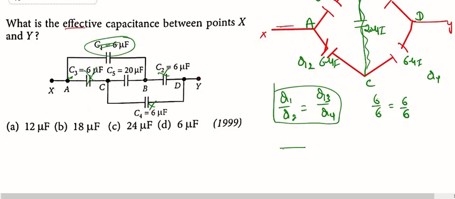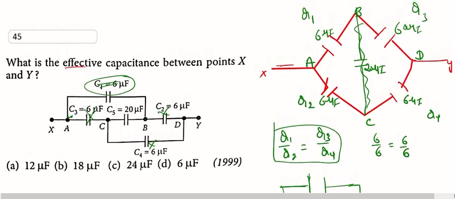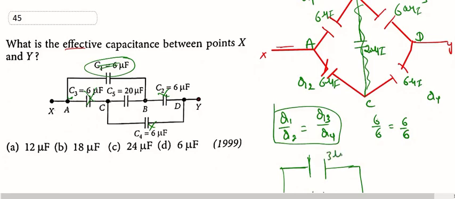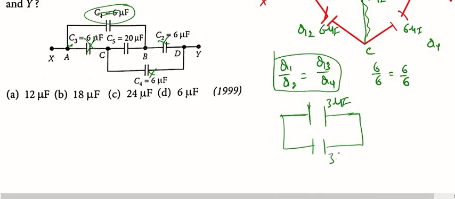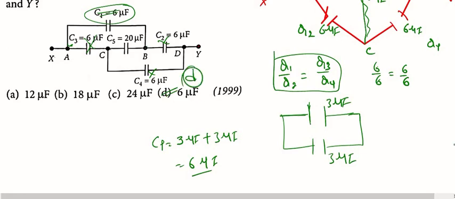These two are connected in series. Okay, so these two become a series connection. And then these two are also connected in series. So in series, what happens? 6 by 2, that is called as 3 microfarad. So this one is 3 microfarad. So these two are connected in parallel. In parallel, C1 plus C2, so 3 microfarad plus 3 microfarad. So the answer is 6 microfarad. That is option D, the right answer for this question.